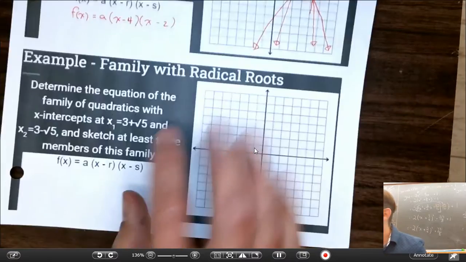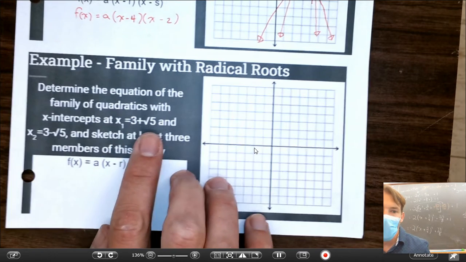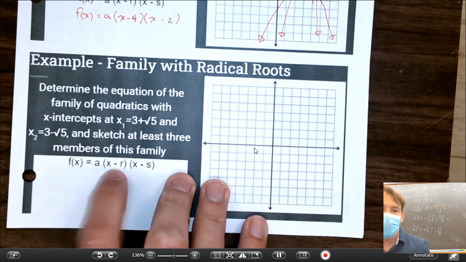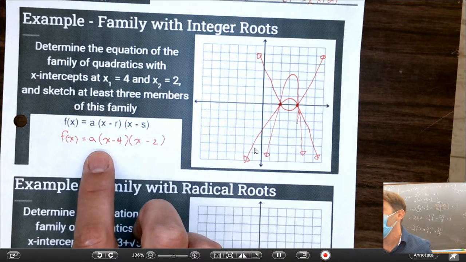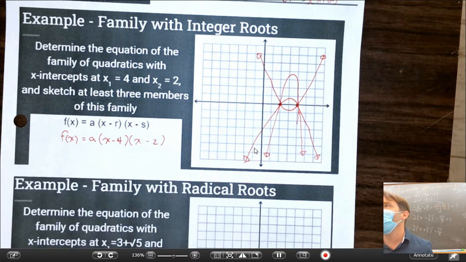Now, if we have radical roots, this is really cool. If we have radical roots, what's our function? Oh, another thing. Let's turn this into standard form. How do we do that? Let's go back a second. We want to turn this into standard form. How do I turn the factored form into standard form? We've been practicing going the other way this morning.